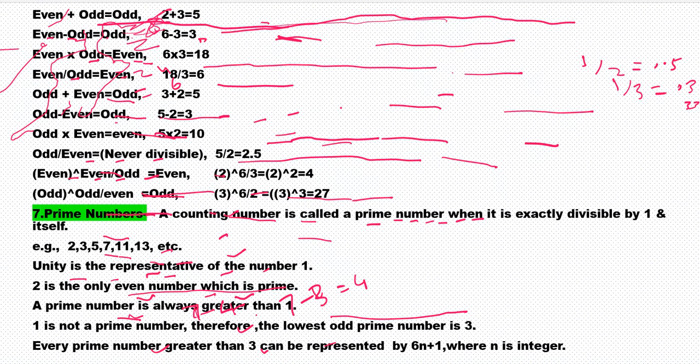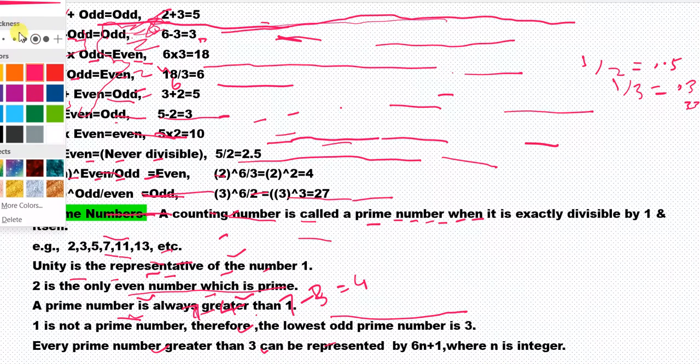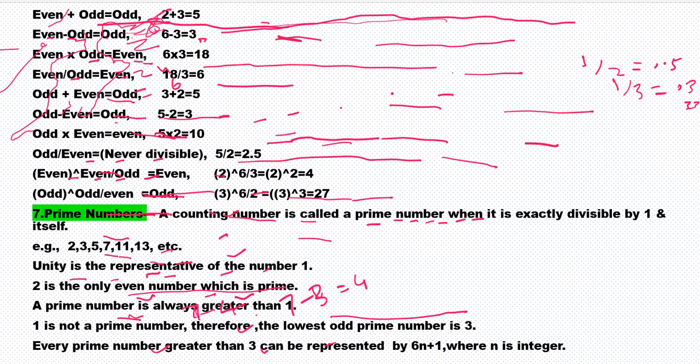So you know this is working, but I am carrying on. Here even plus odd is equal to odd. 2 plus 3 is equal to 5. Even minus odd is equal to odd. Why is this not erasing?